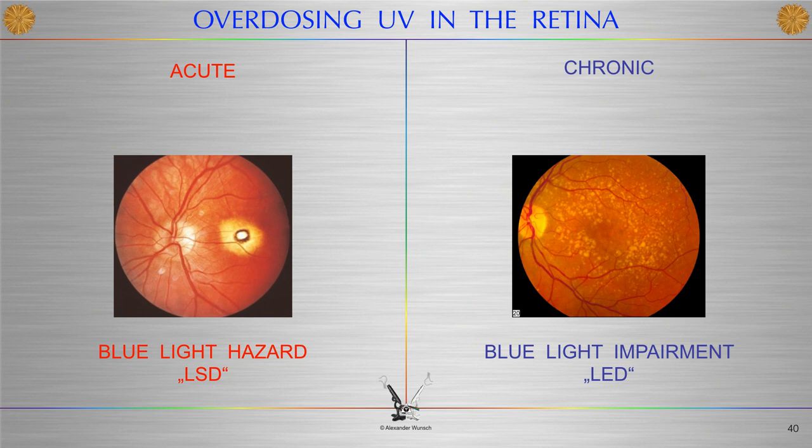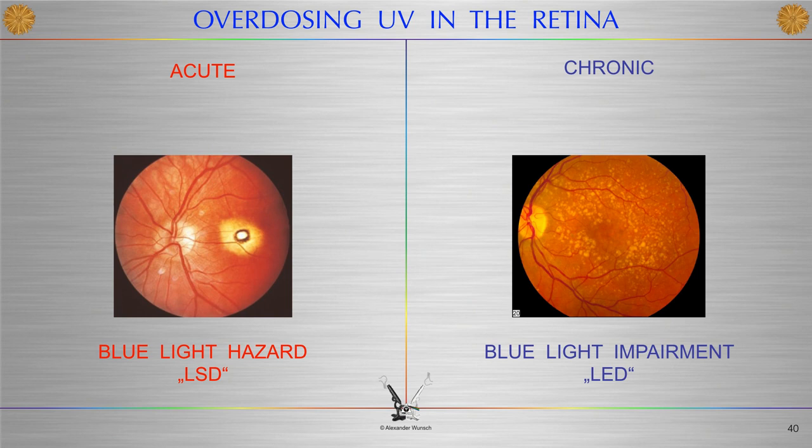On the other hand, we have a chronic event which is not well regarded by the ophthalmologists at the moment because they only know how to look at the acute stuff. They have not even a name for the chronic overdosage of short wavelength light. And here, provocatively, I also took three letters, LED, because many of the LED light sources have the spectral properties to induce chronic, long-term damage of your retinal structures, probably in many cases leading to age-related macular degeneration.